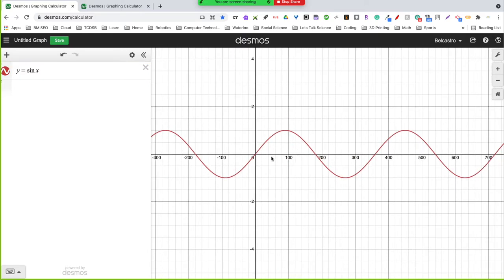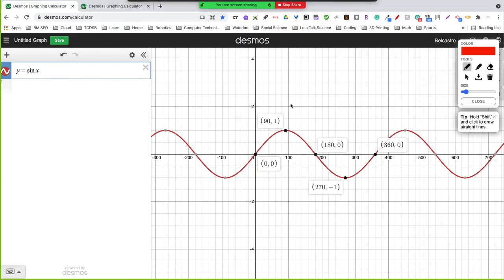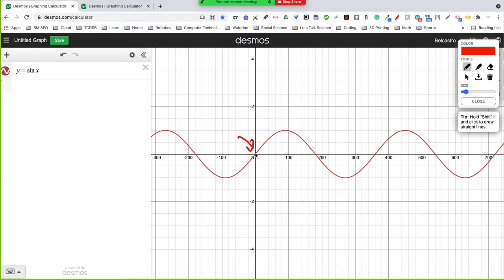Okay, so these are 5 major points. This is the period of a sine graph, so we'll talk about some of the major ideas of a sine graph here. What you're going to notice with the sine graph is that one of the major points is at 0, 0. Another one is at 90 and 1.